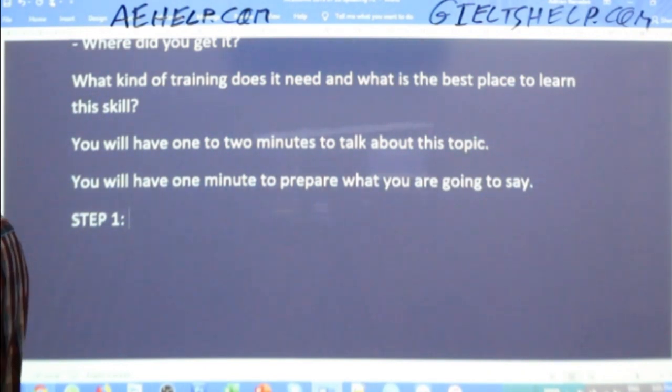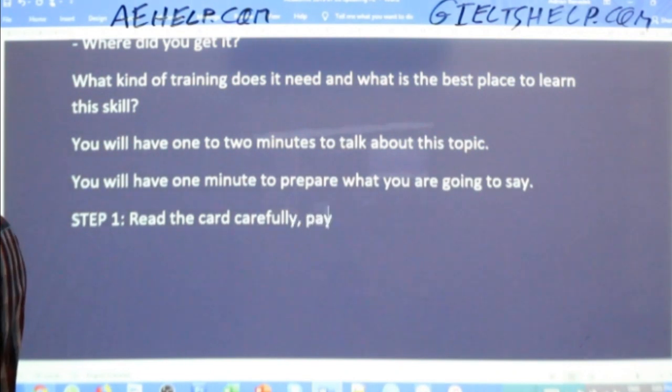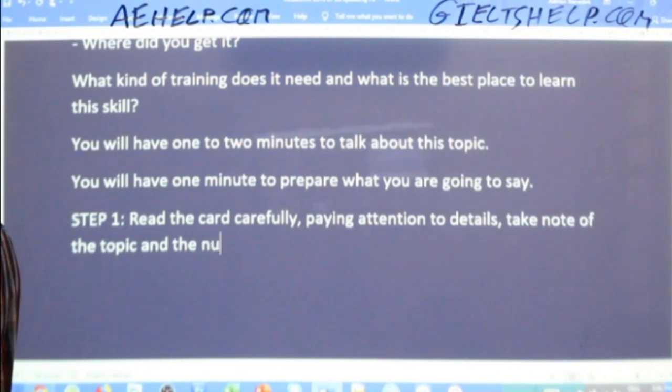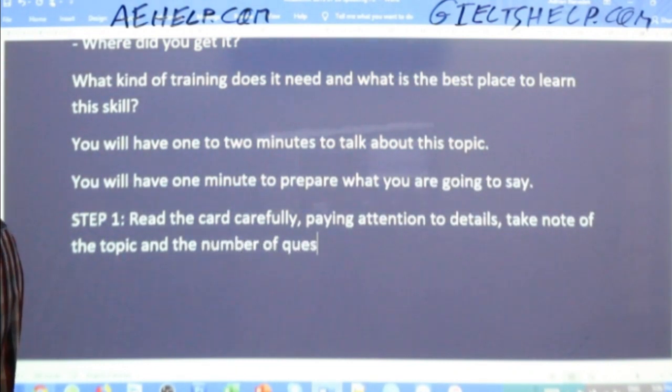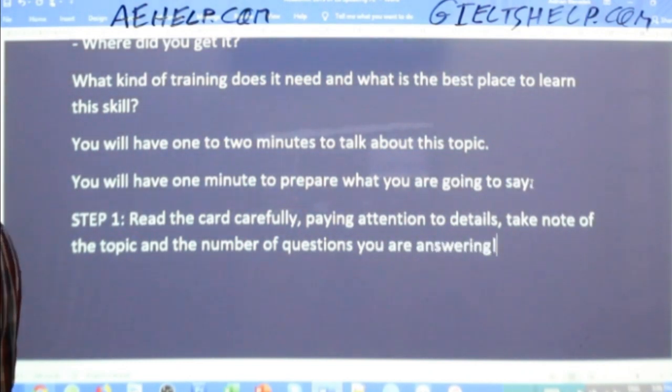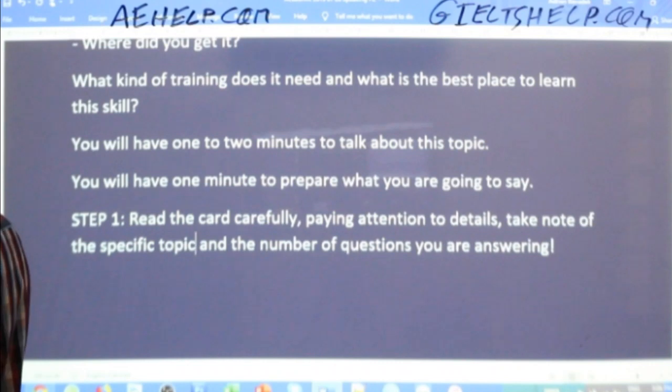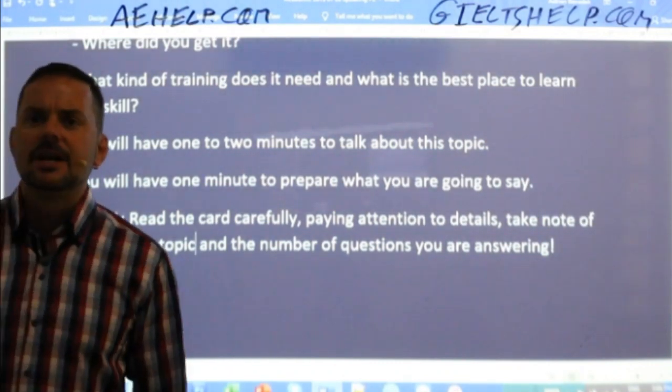So step one, read the card carefully, paying attention to details. For example, take note of the topic and the number of questions you are answering. And think about the specific topic when you're looking at the topic, and the controlling ideas are the questions. So that's definitely step one.